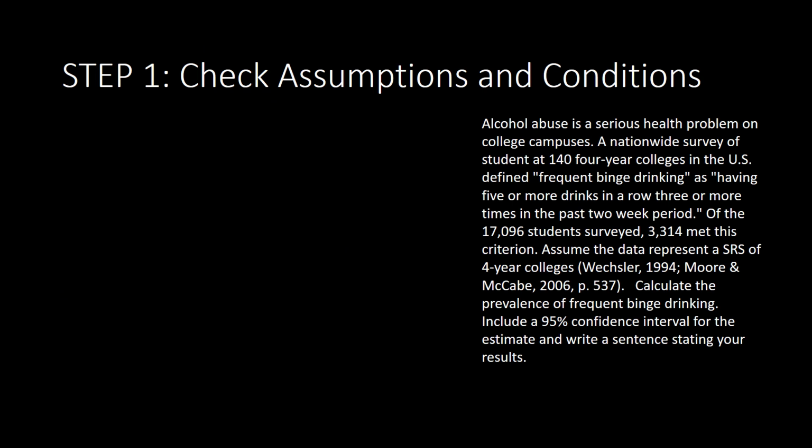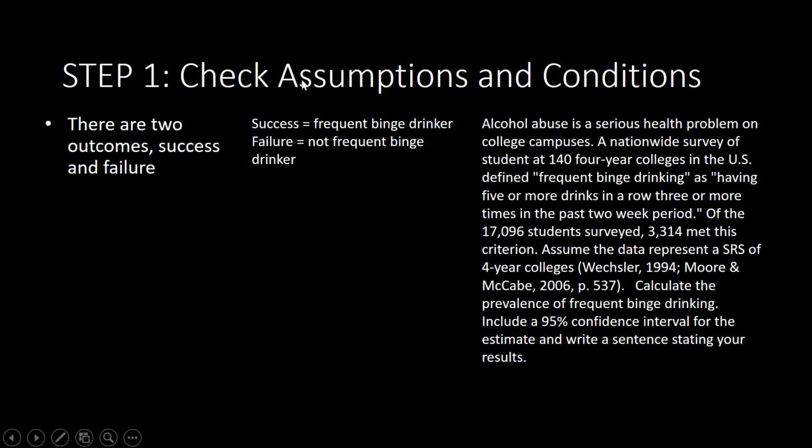Let's start by checking our assumptions and conditions. The first requirement is that there are 2 outcomes, success and failure. In this case, we define success as being a frequent binge drinker and failure as not being a frequent binge drinker. Remember, in statistics, success is usually defined as the presence of an attribute, and failure is usually defined as the absence of an attribute.